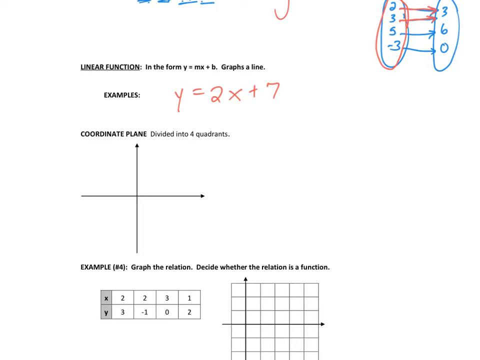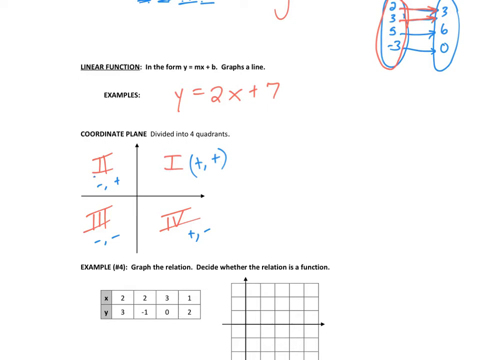The coordinate plane is broken into 4 quadrants. Quadrant 1, Quadrant 2, Quadrant 3, Quadrant 4. Okay, and it goes counterclockwise. In quadrant 1, I'm going to put a plus plus. Quadrant 2 is minus plus. Quadrant 3 is minus minus, and quadrant 4 is plus minus. That's for the x's and y's.